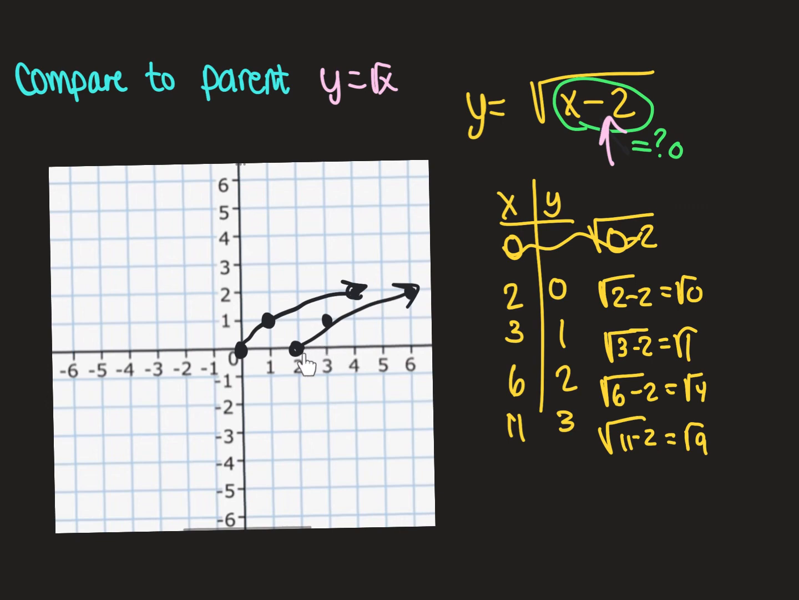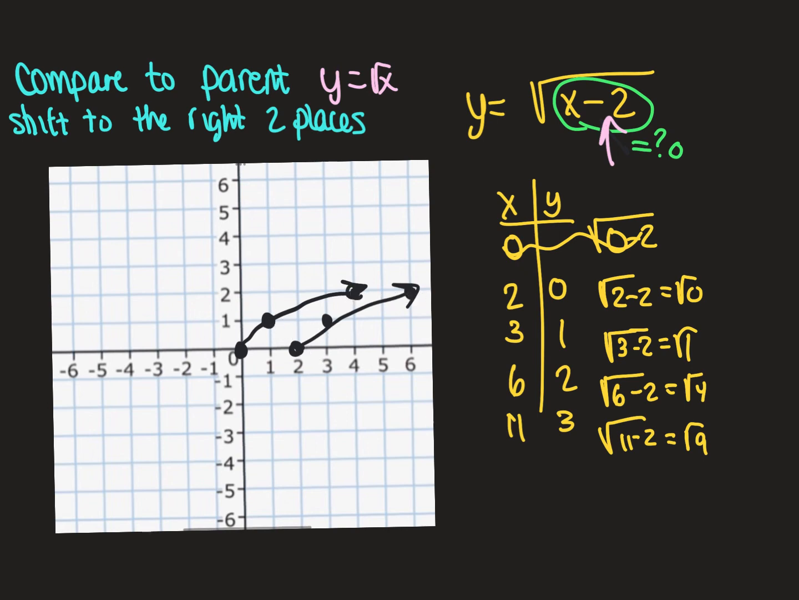I should have done them in 2 different colors. This guy is the question. This is the parent. How does the question compare to the parent? A good way to say that is maybe that this guy shifted to the right 2 places. Every dot is 2 places further to the right than the parent. Scooched over by 2, scooched over by 2, scooched over by 2.